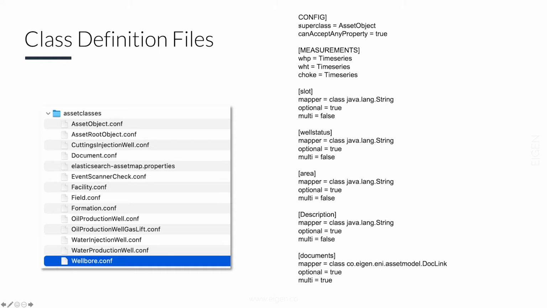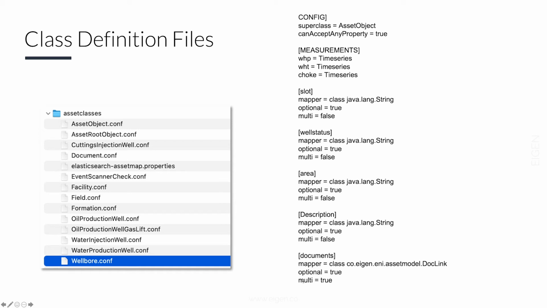We can see that it has a superclass, so that means it inherits properties from its parent class, and in this case it can accept additional properties. But we know that any object that is a wellbore should have the following measurements. It should have a wellhead pressure, a wellhead temperature and a choke. It should have a slot, and it's of type string. It should have a status, area, description and documents.